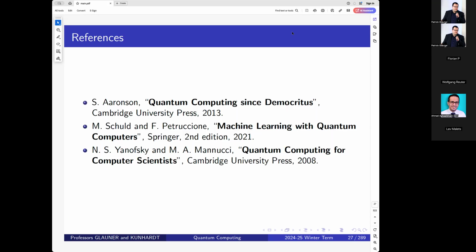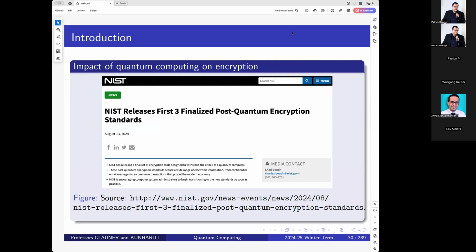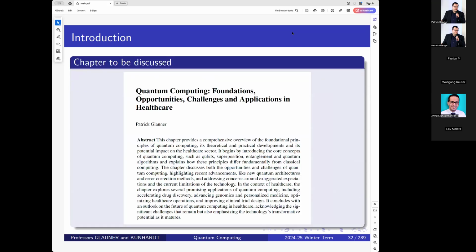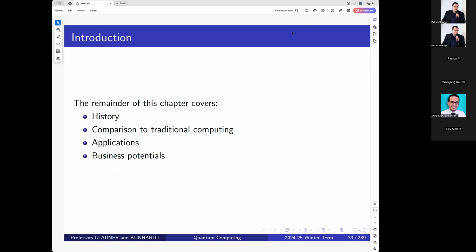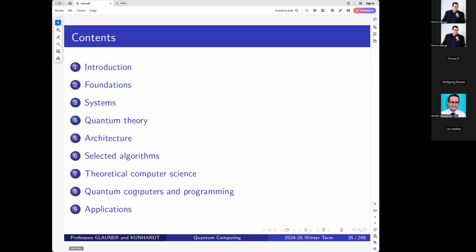I provided some book recommendations and talked about some of the recent news, like the new standards that have been released for post-quantum encryption. We looked at some further reading that I expect you to read, like this chapter from Daniel, as well as, if you're curious to get the bigger picture, a preprint of my upcoming book chapter. Then Horst Kuhnhardt talked about the history, compared quantum computing to more traditional computing, and provided an overview of some architectures and business potentials. Horst will talk more about this in chapter 8 in a couple of weeks, when we look at concrete quantum computer architectures and how to program them.